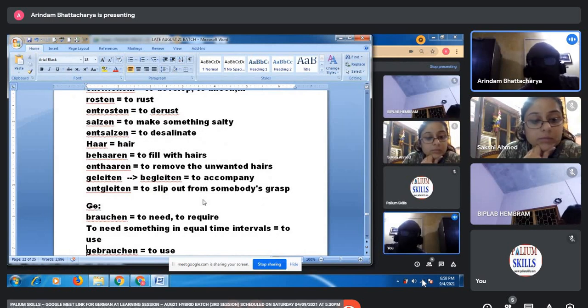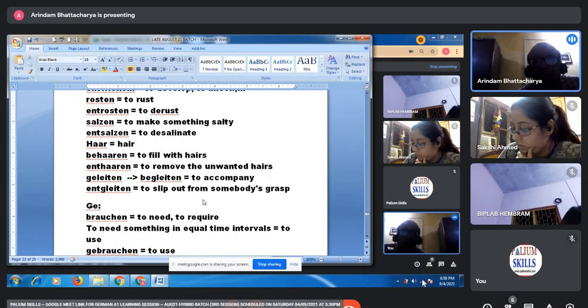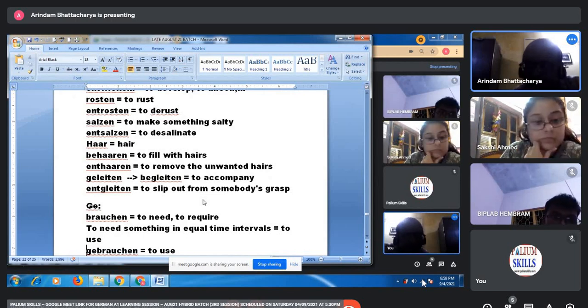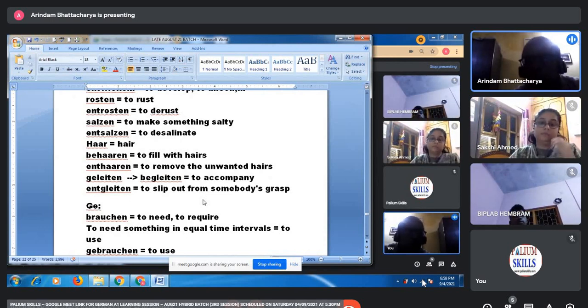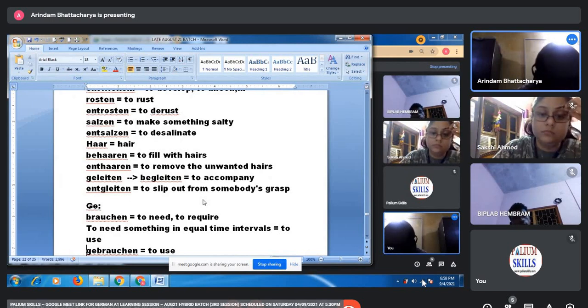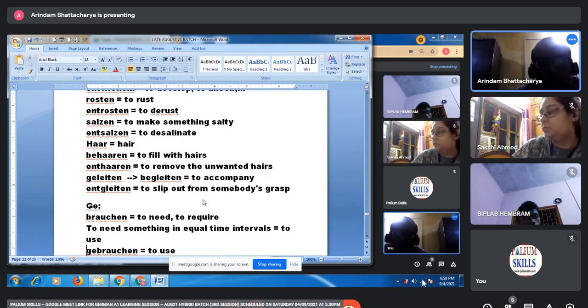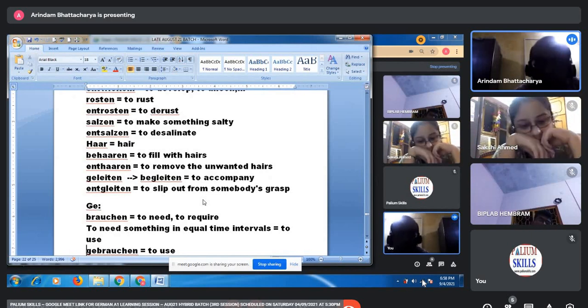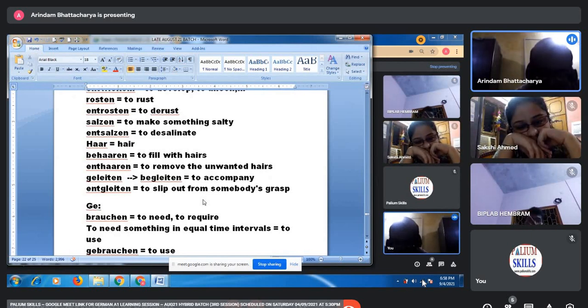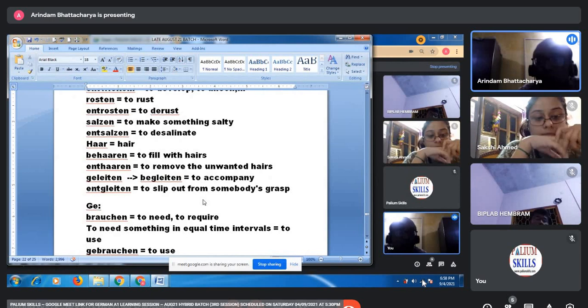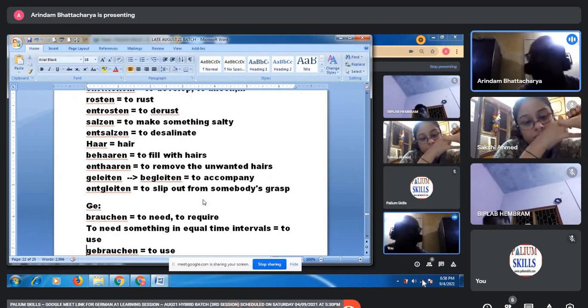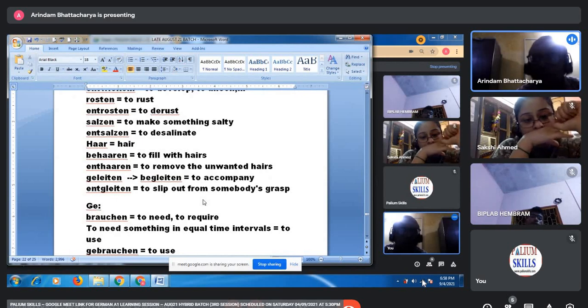Brauchen, to need, to require. To need something once means to require it. When you need a toothpaste, or a particular type of dress, say a sari that you wear once in a blue moon at a particular function, you will say, I need a Banarasi silk sari for that purpose. That one-time need is known as brauchen.